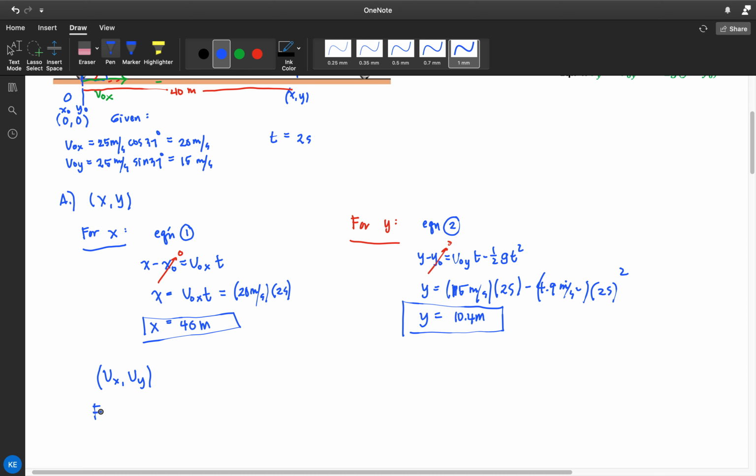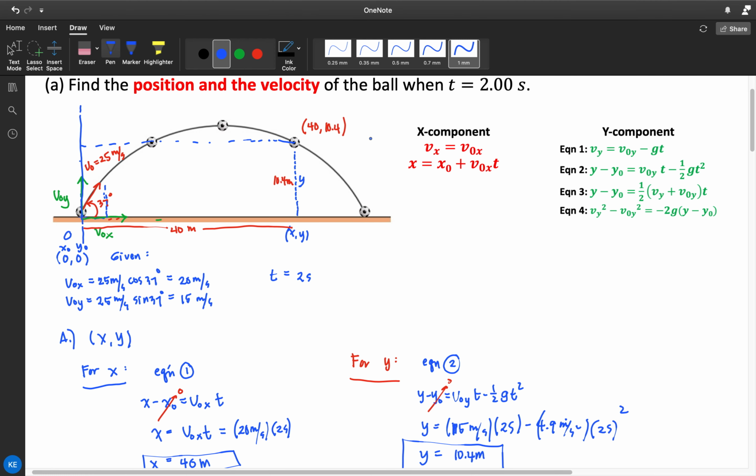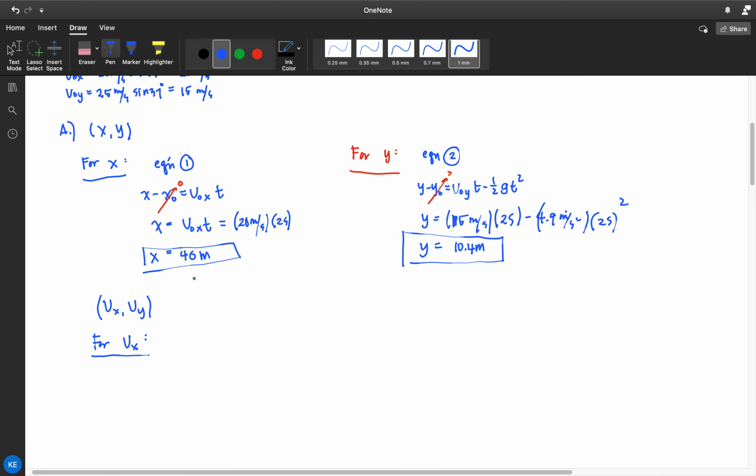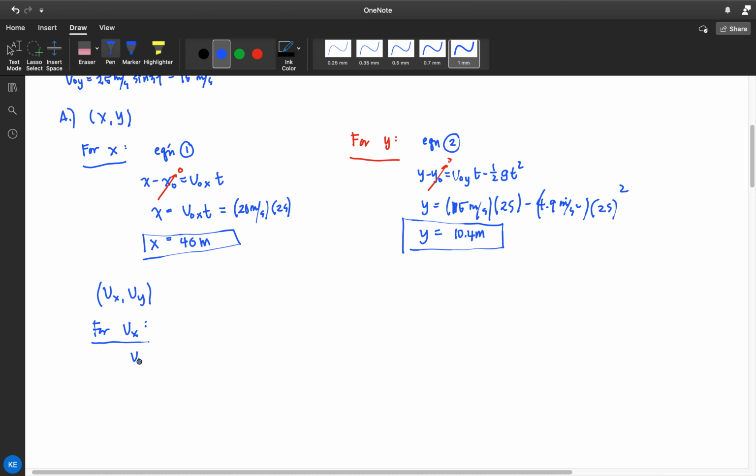Okay, so here for Vx, since it's the x component, you need to use this x component equation. It states that your final velocity in the x component is equal to its initial, meaning to say it's equal to 20 meters per second. So Vox is equal to Vx, which is also equal to 20 meters per second. Okay, next is for your Vy.